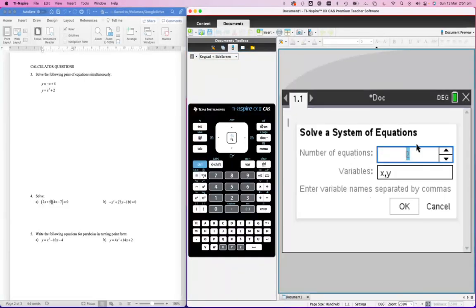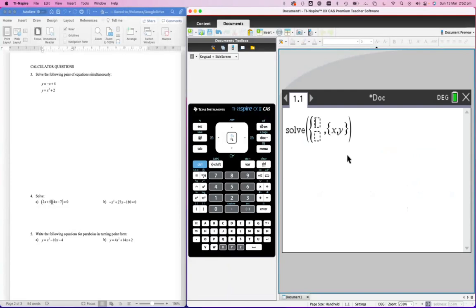How many equations are there? 2. What are the variables? X, comma, y. Even if this said P and Q or something like that, I'd just use X and Y and be done with it. Just to make sure you don't get it mixed up, that your Y's are basically this bit and your X's are basically this bit. So I'll click on OK. And now you need to put in both of the equations here.